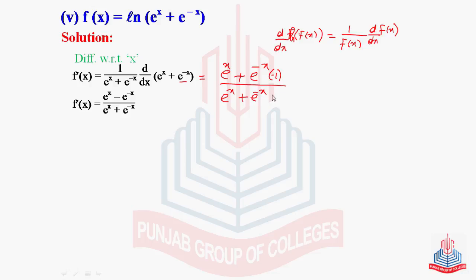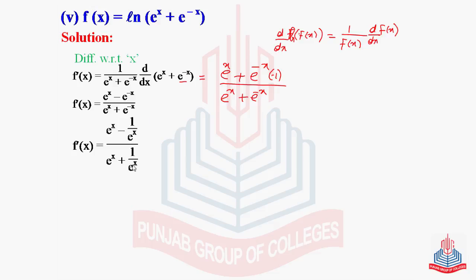So f prime of x will be e raised to the power x, this plus and minus will be minus e raised to the power minus x, divided by the denominator e raised to the power x plus e raised to the power minus x. By simplifying, e raised to the power x stays as it is, and e raised to the power minus x can be written as 1 over e raised to the power x, and the denominator will be the same, e raised to the power x plus 1 over e raised to the power x.